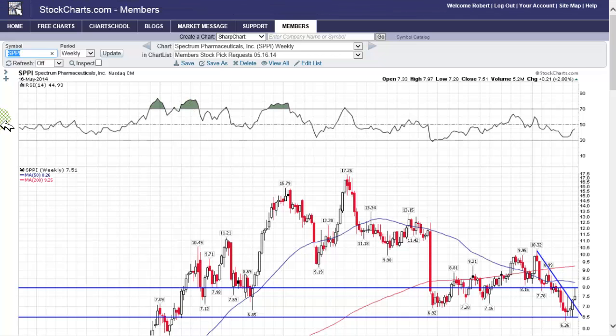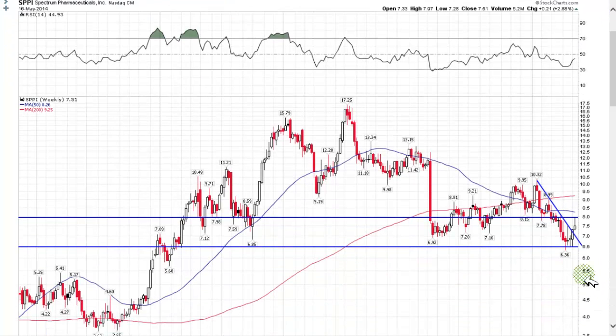SPPI, Spectrum Pharmaceuticals. This is for a fellow member, Fernando. This is a weekly chart. It broke out of a triangle formation. It rallied, and you could see how you need to identify your resistance levels, because it went right into resistance, and there were the sellers there.